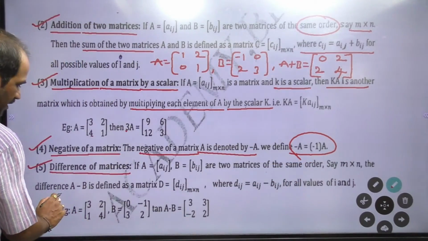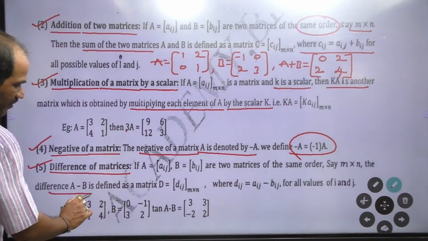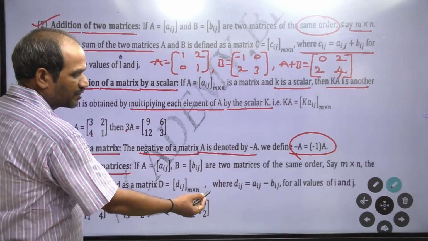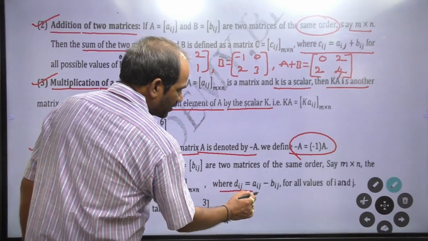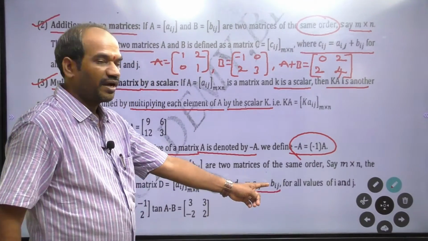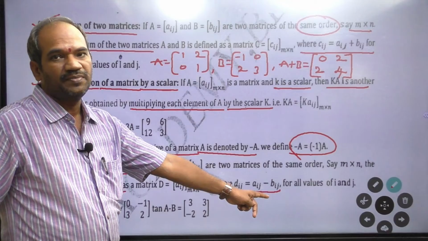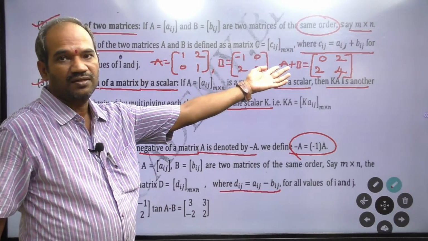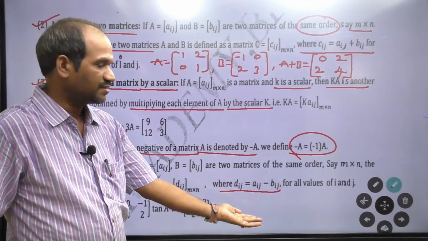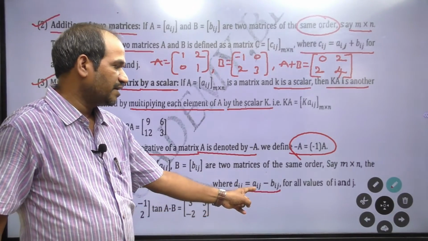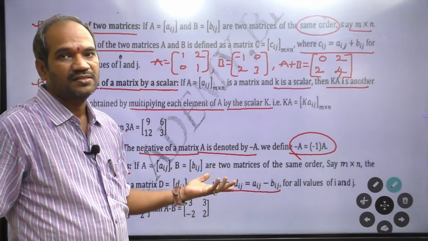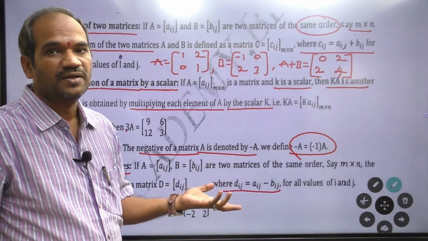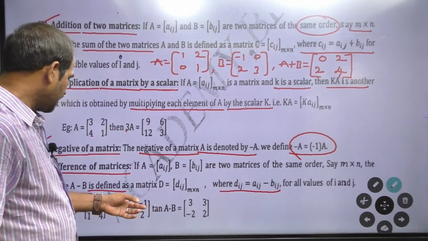The difference A minus B is defined as a matrix D, D equal to Dij, m by n, where Dij is equal to Aij minus Bij. Difference is minus, sum is plus. Here the difference is minus, so Dij is equal to Aij minus Bij. Difference is subtraction of corresponding elements. So this is the difference of two matrices.